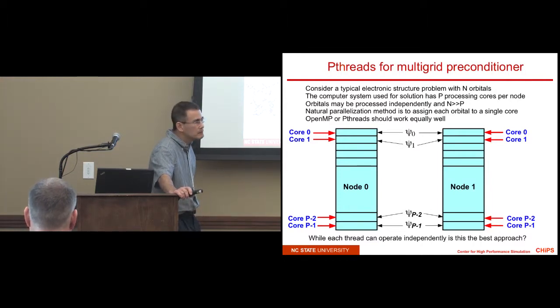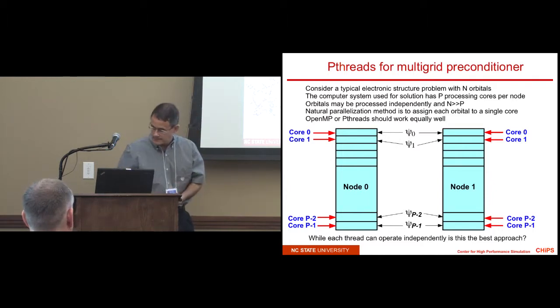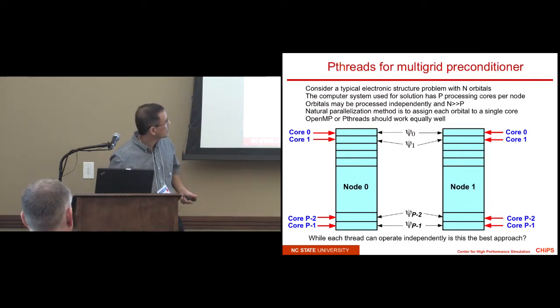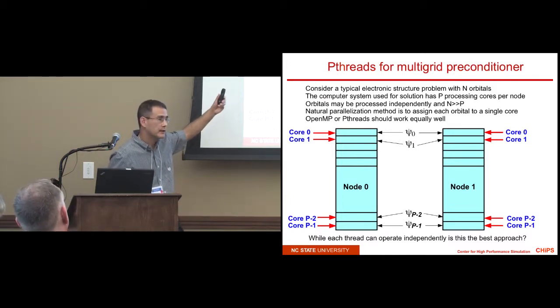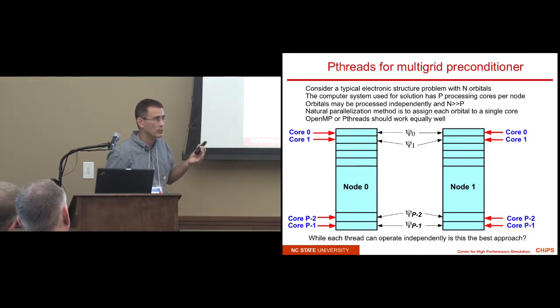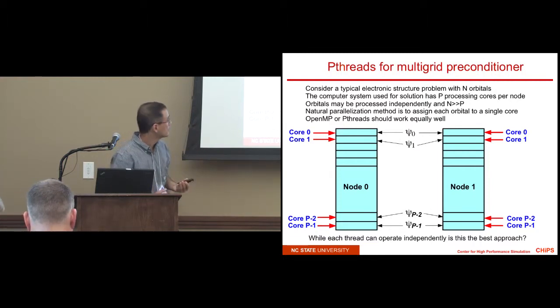And this gives us a couple of advantages. And one of them is that we can combine communications from multiple cores into a single MPI communication instead of having every single core try to do its communication separately out of the node.